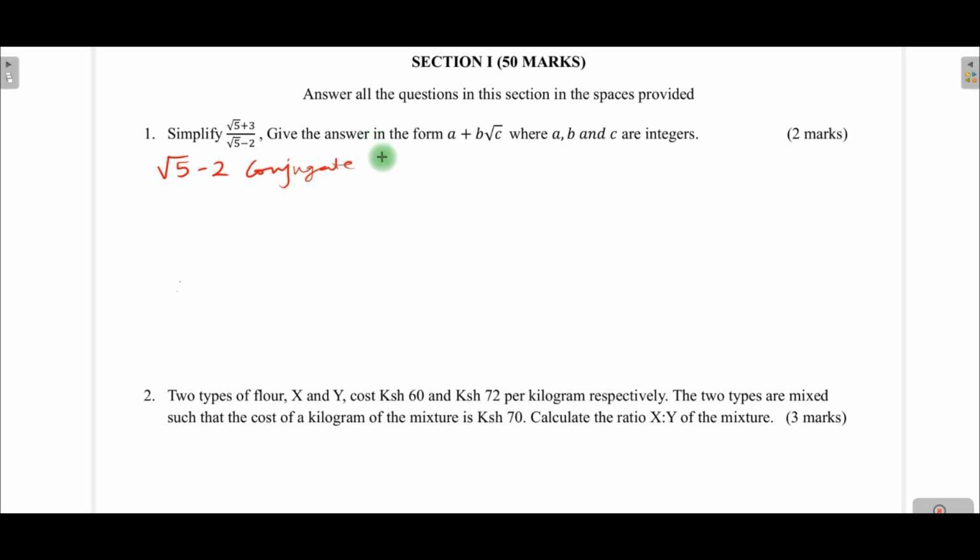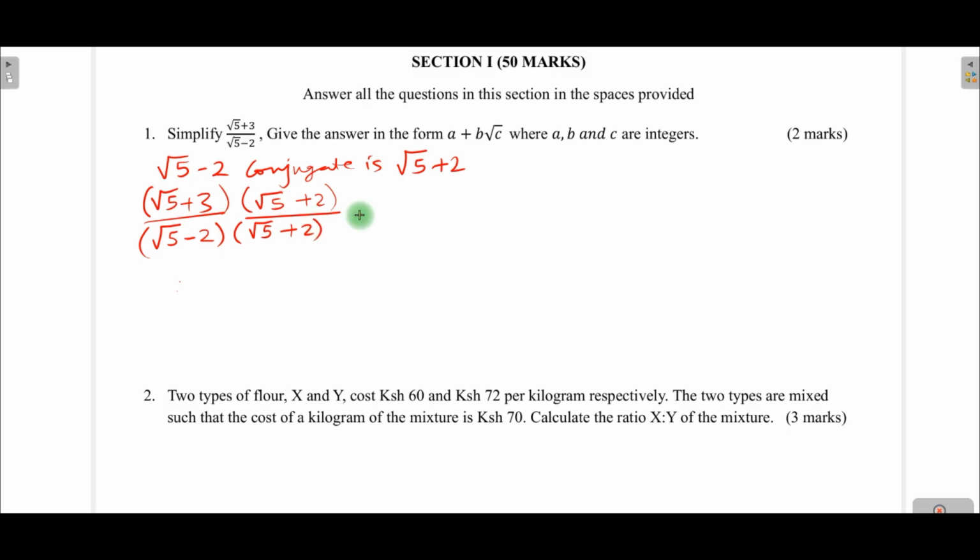and the conjugate of this denominator is square root of 5 plus 2. So if we multiply the two, we are going to get a rational number. Therefore, we are going to multiply the conjugate to both numerator and denominator, and therefore we shall get root 5 plus 3 all over root 5 minus 2. So the numerator is multiplied by the conjugate, root 5 plus 2. The same case we do with the denominator, we multiply by root 5 plus 2.